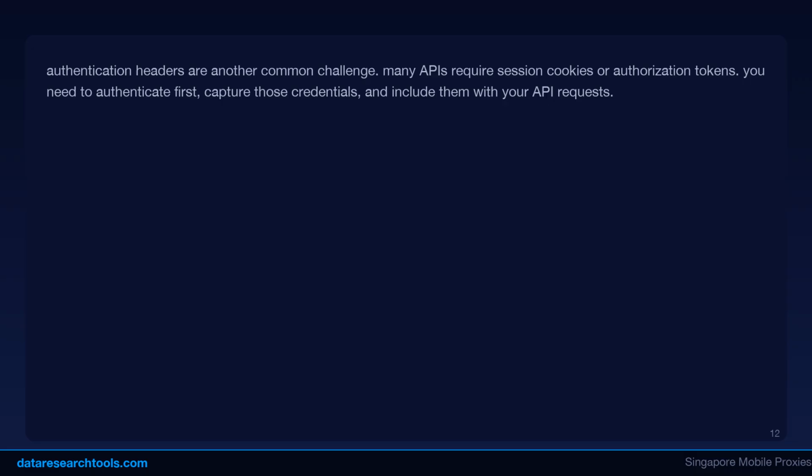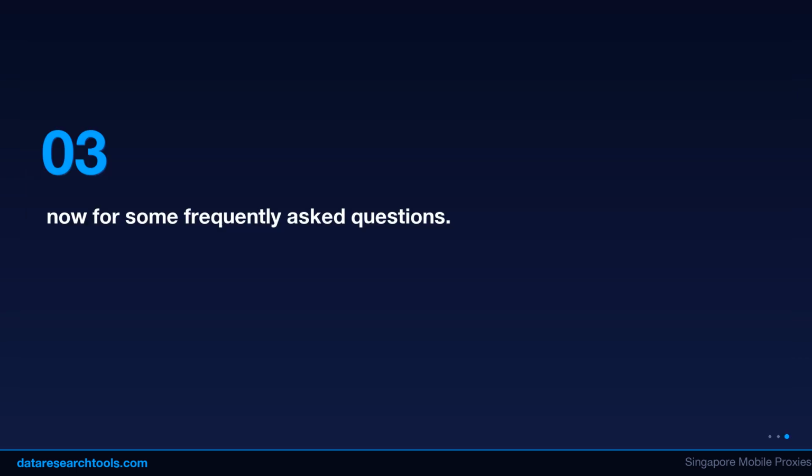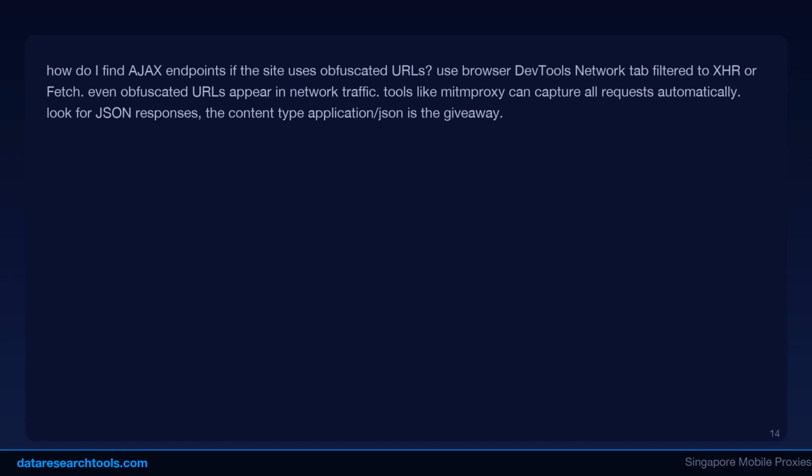Some common patterns you'll encounter. Infinite scroll pages typically make API calls as you scroll, each returning a batch of items with a cursor or offset parameter for the next batch. Search results pages make API calls with search terms and page numbers, returning results in JSON. Autocomplete and suggestions make lightweight API calls as you type, returning candidate results. And price or availability checks make API calls to check real-time data, often with anti-bot protections.